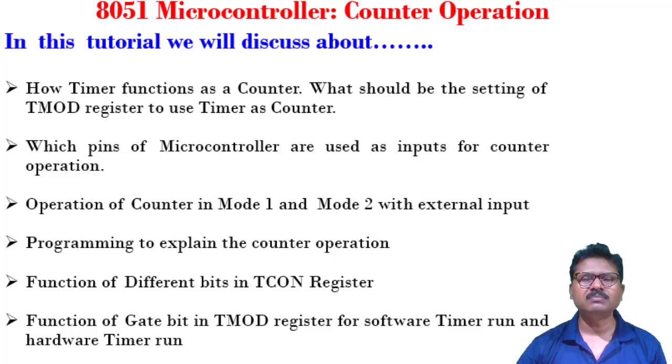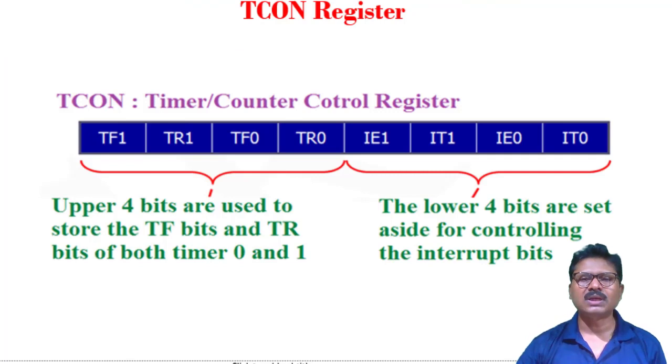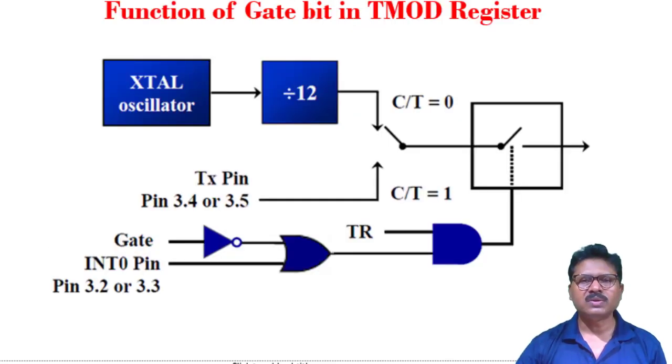We will try to write a step by step program to understand how the timer can be used as a counter. Here we will discuss the TCON register, and the functions of the different bits in the TCON register. We also discuss the function of the gate bit in the TMOD register, how the gate bit is used for the case of software run as well as hardware run. For the case of hardware run, which microcontroller pins are used, we will discuss all of this. Now I am entering into the discussion.